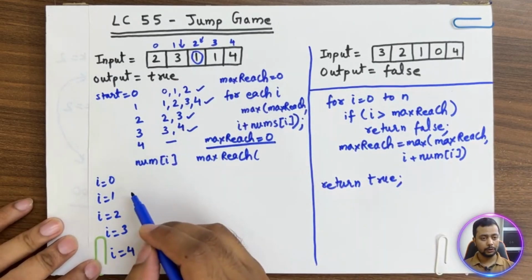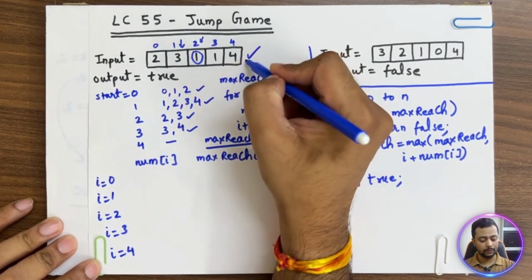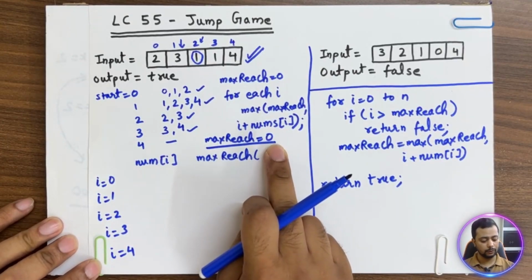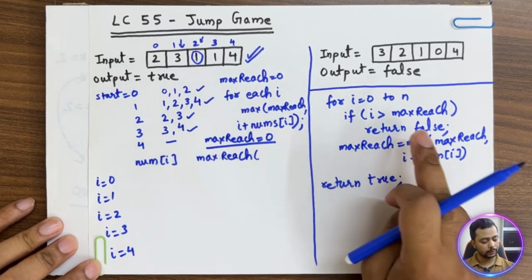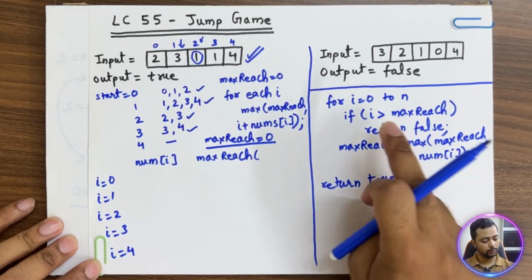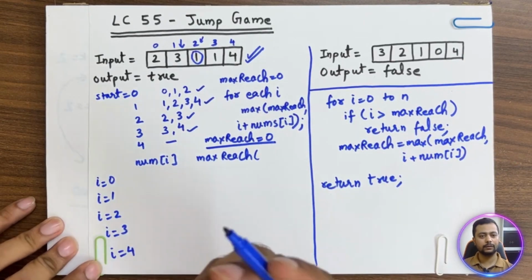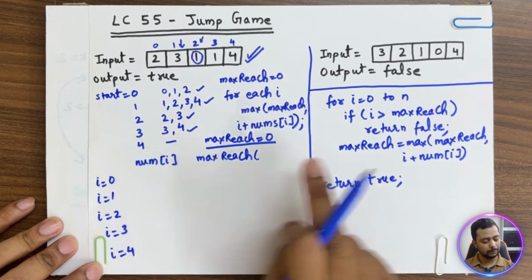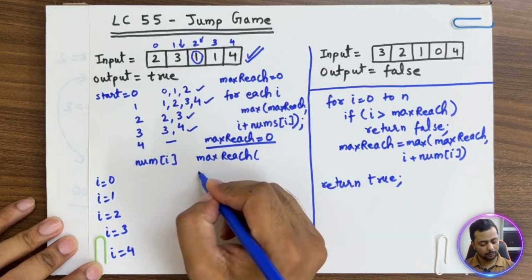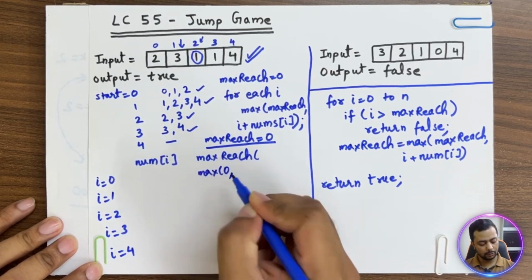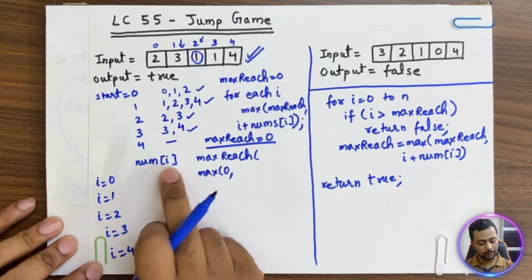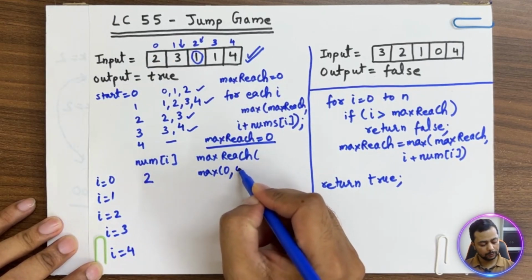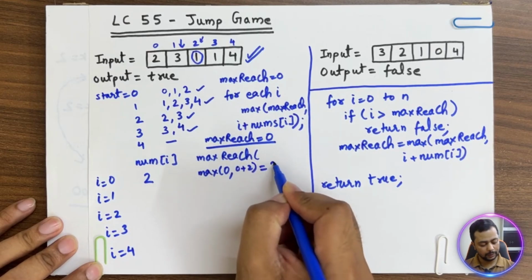Let's try to do a dry run for this particular example. So at I is equal to 0, max reach has been initialized with 0. So now, is 0 greater than 0? No. So it means 0 is reachable, obviously, because it is the starting point. So it is always reachable. So now what we will do, we will update max reach as maximum of 0, comma, I plus numbers of I, where numbers of I is 2. So it will be maximum of 0, comma, 0 plus 2, which will be 2.